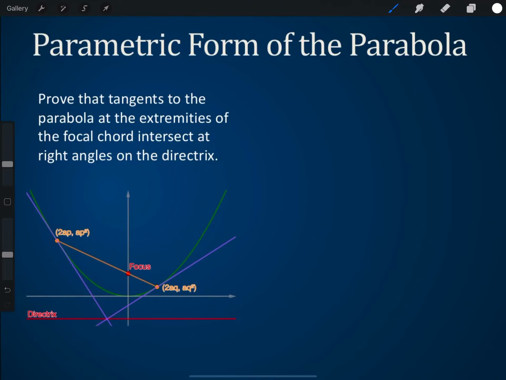Prove that tangents to the parabola at the extremities of the focal chord intersect at right angles on the directrix. So if you're not terribly clear on the terms we're using here, then have a look at this activity. But otherwise, let's get started.